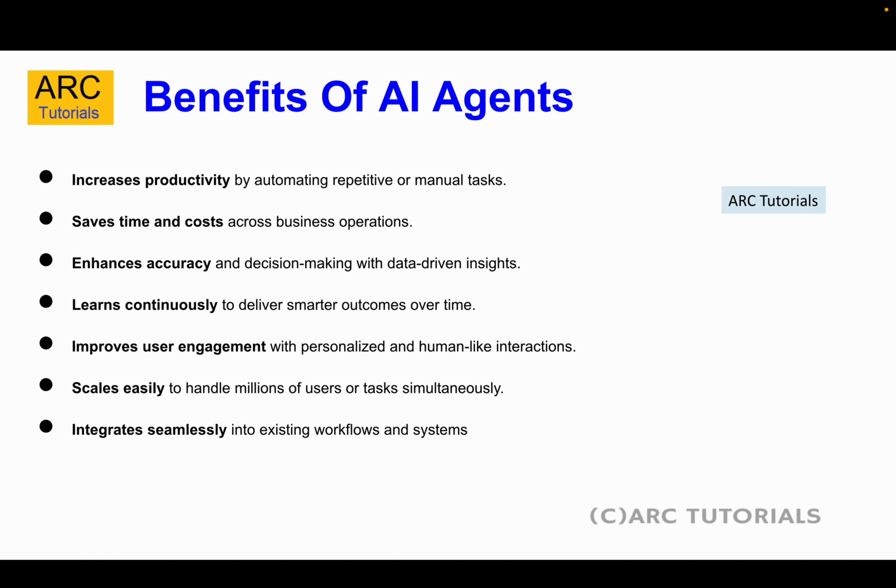What are the benefits of AI agents? They increase productivity by automating repetitive and manual tasks. AI agents can save time and cost across business operations. AI agents help in enhancing the accuracy and decision making with data driven insights. Since AI agents implement continuous learning, that means the outcomes will become smarter over time.